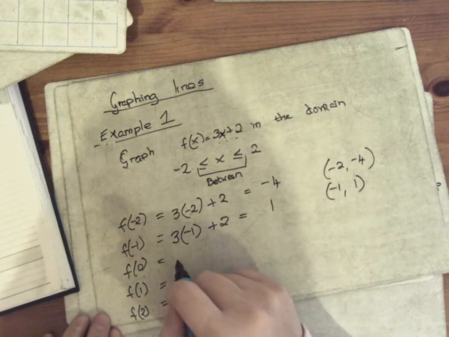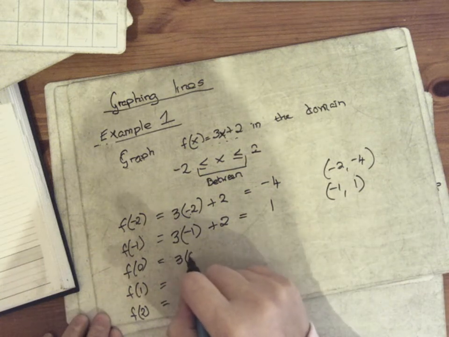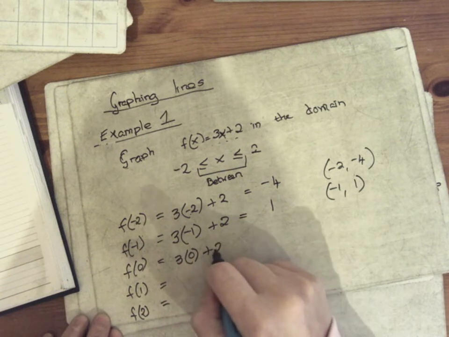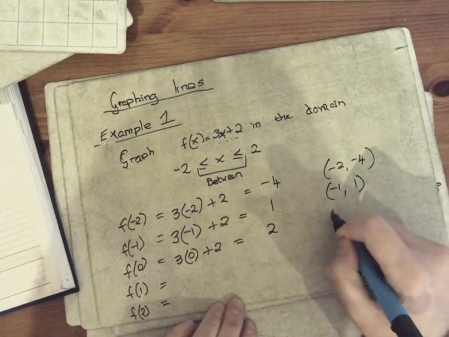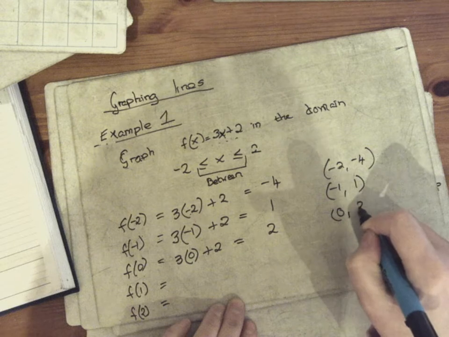Right? Then put in a 0. So it's 3 times 0 plus 2. So 3 times 0, 0 plus 2 is 2. So you put in a 0 and got out a 2.